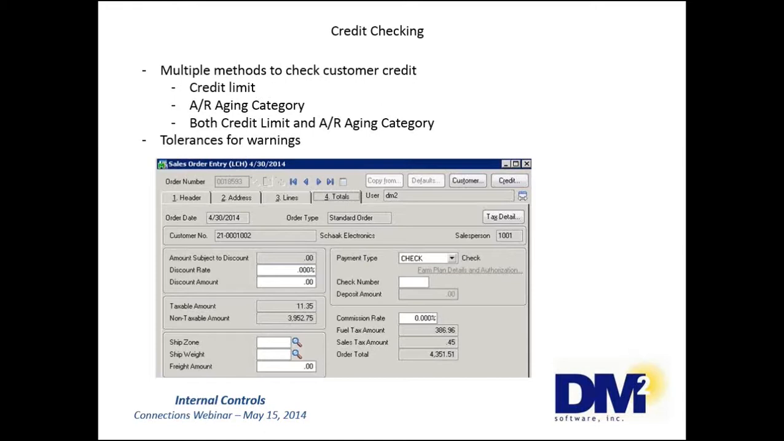You can also set the tolerances to warn order entry a customer is on hold, but not place the order on hold until the customer goes over a tolerance factor, amount, or aged category. As we see in our example, the customer has an order total of $4,351.51.